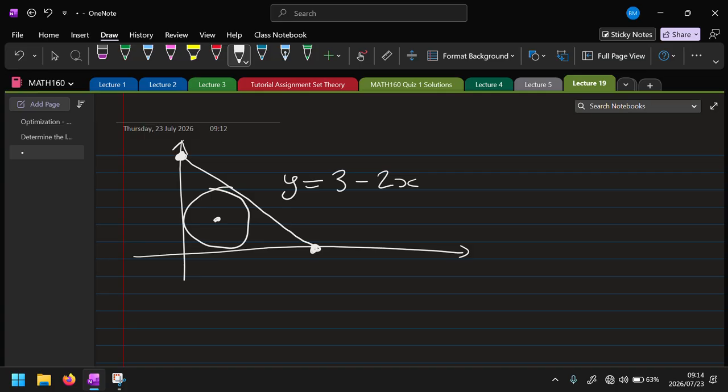Okay, so the idea is to maximize the circle. What we can choose is where this point is. So we're going to move the circle somewhere in here. We want the maximum area.